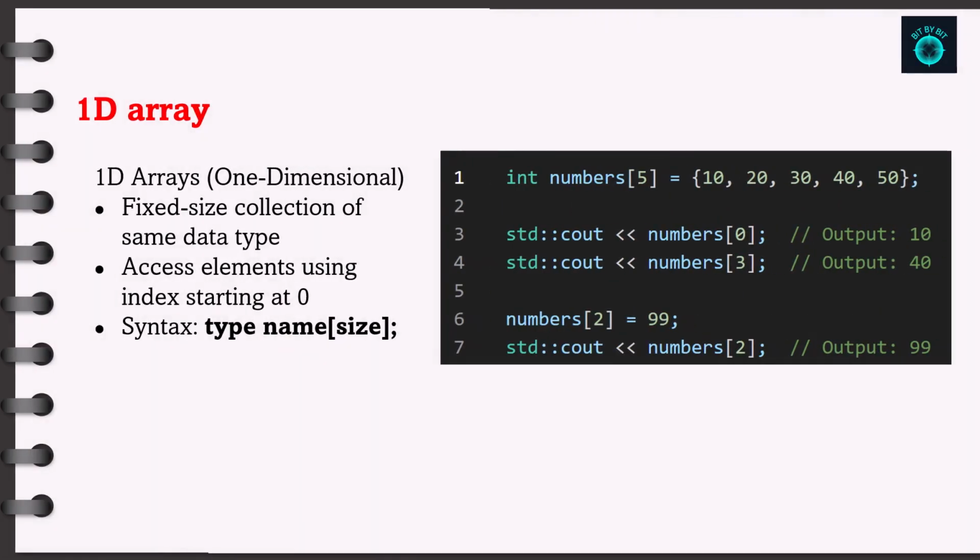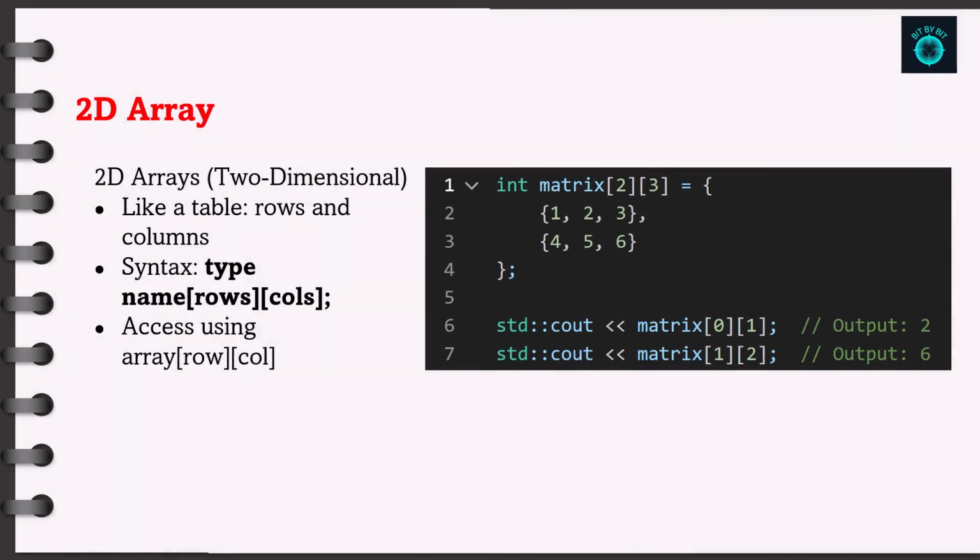One-dimensional array. A one-dimensional array in C++ is a fixed-size collection of elements of the same type. You define it using the type, followed by the array name and size in square brackets. For example, int numbers[5] defines an array of 5 integers. To access or modify an element, use its index, starting from 0. Here, numbers at index 0 is 10. We change index 2 to 99, and it prints as expected.